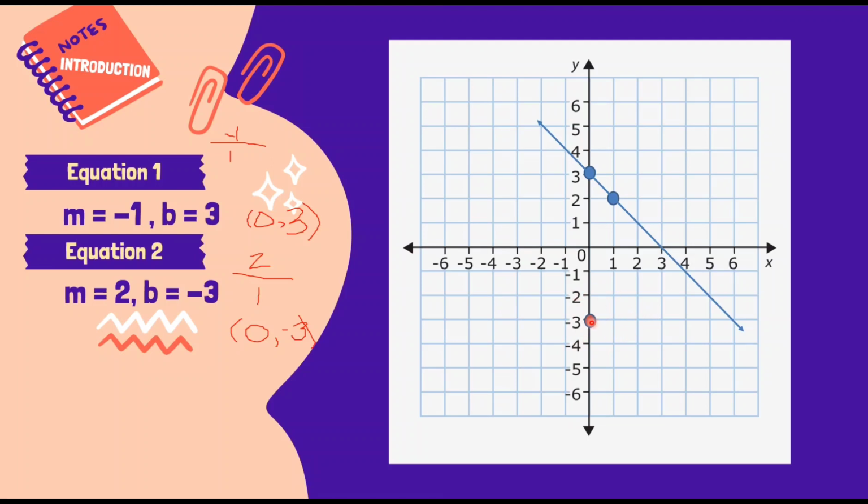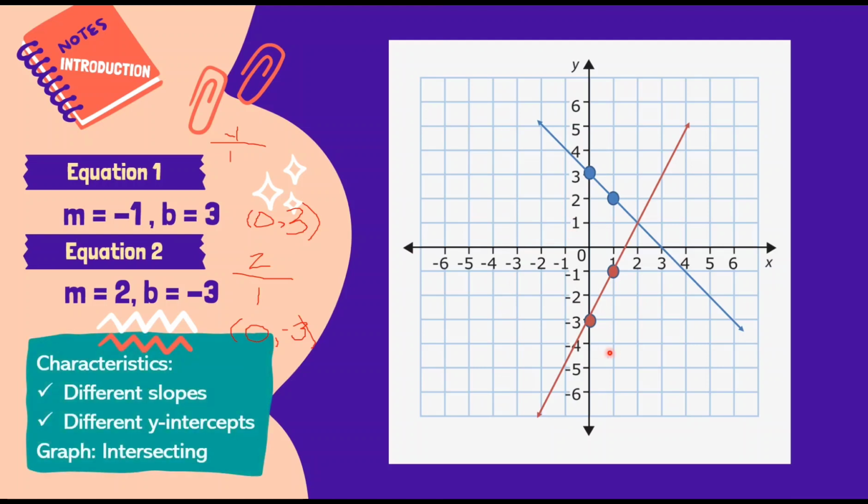And then, from here, gagawa tayo ulit ng second point through this slope. So, from here, right tayo ng dalawa. 1, 2. And then, baba tayo ng isa, 1. So, that will be our second point. Now, let us connect the points. Yan. Now, what have you observed on the graph? So, that is intersecting. So, again, our characteristics are different slopes, different y-intercepts. The graphs are intersecting. So, that is correct.